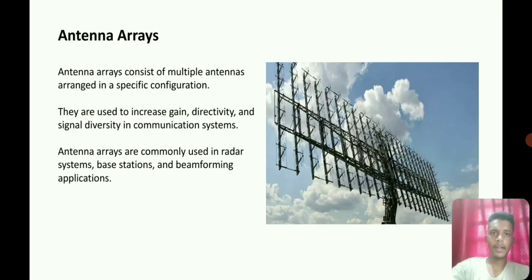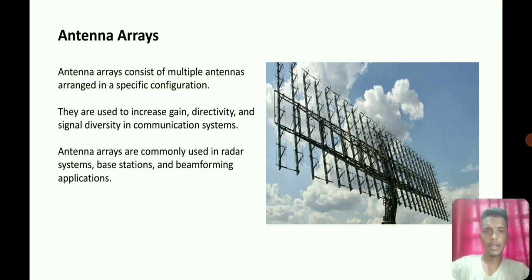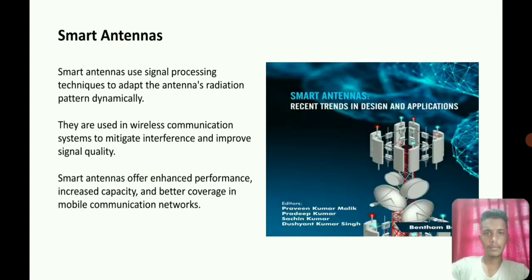And next one, antenna arrays. Antenna arrays consist of multiple antennas arranged in a specific configuration. They are used to increase gain, directivity, and signal diversity in communication systems. Antenna arrays are commonly used in radar systems, base stations, and beam forming applications.